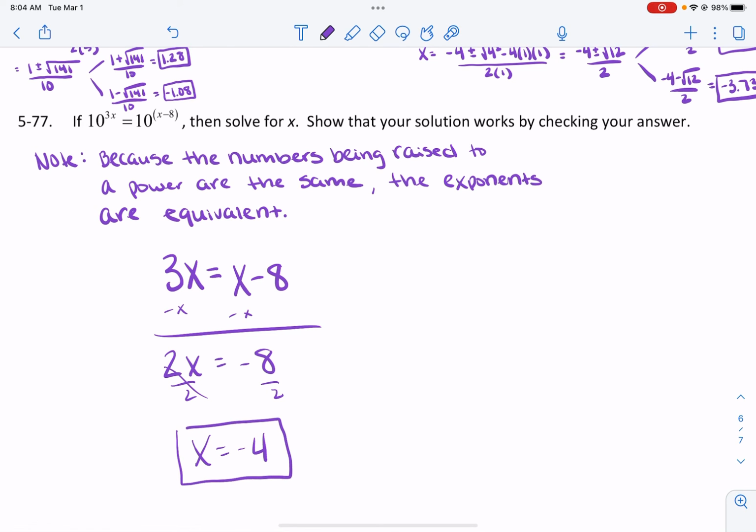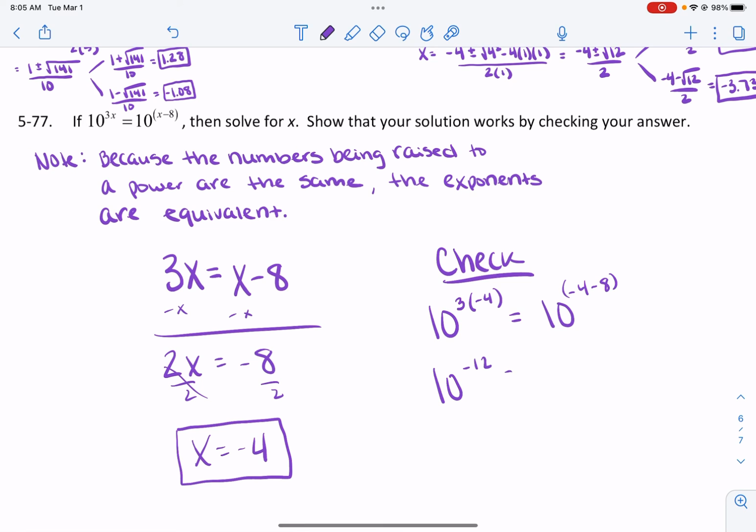Okay, but let's go ahead and actually check that so we can make sure it works. So I'll do the check here. So 10 to the 3 times negative 4 power equals 10 to the negative 4 minus 8. Okay, so that'd be 10 to the negative 12 equals 10 to the negative 12. And that works. Okay, that's all for this one.